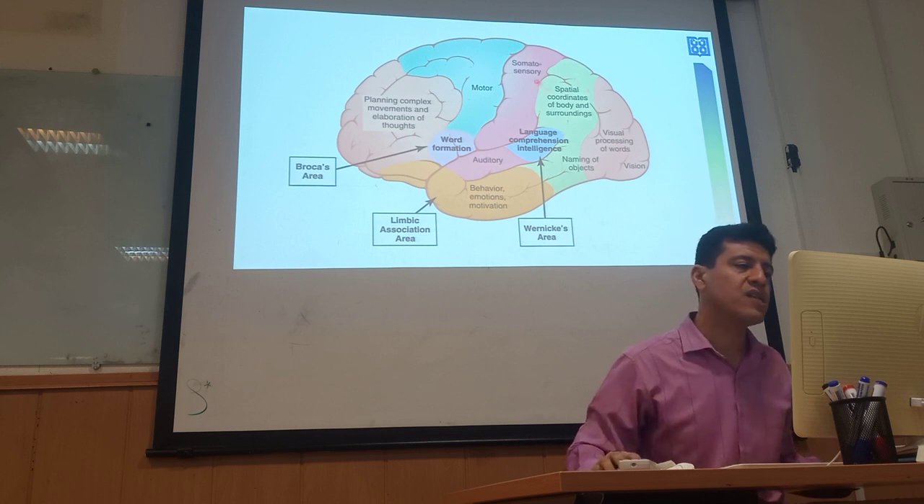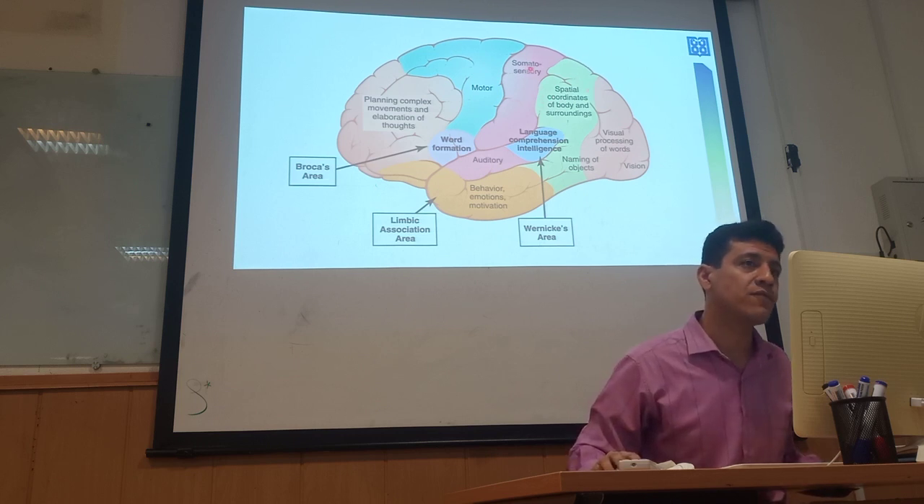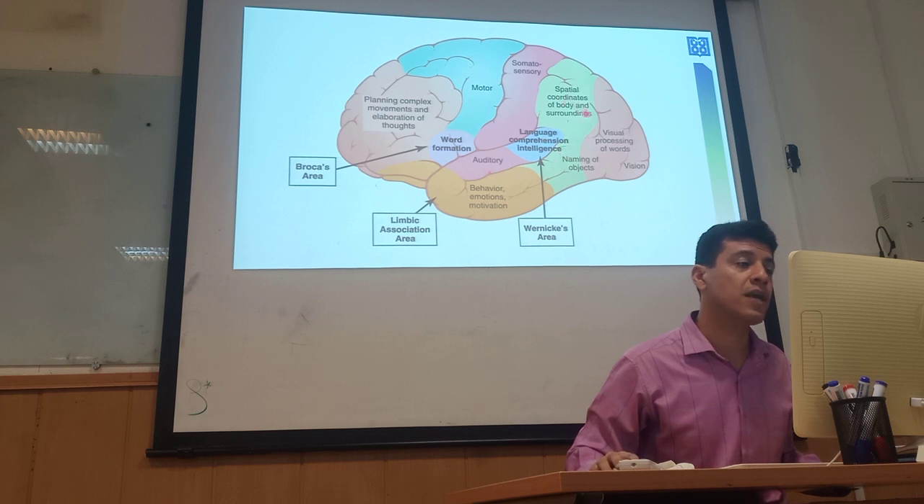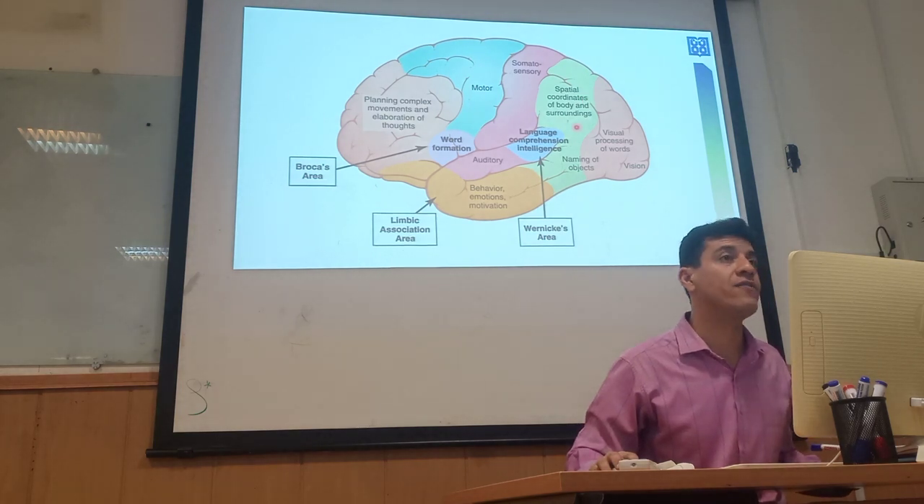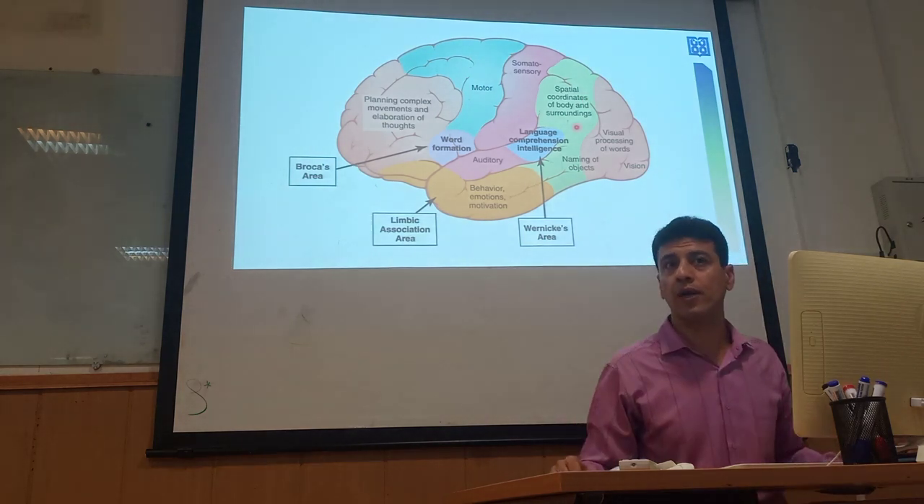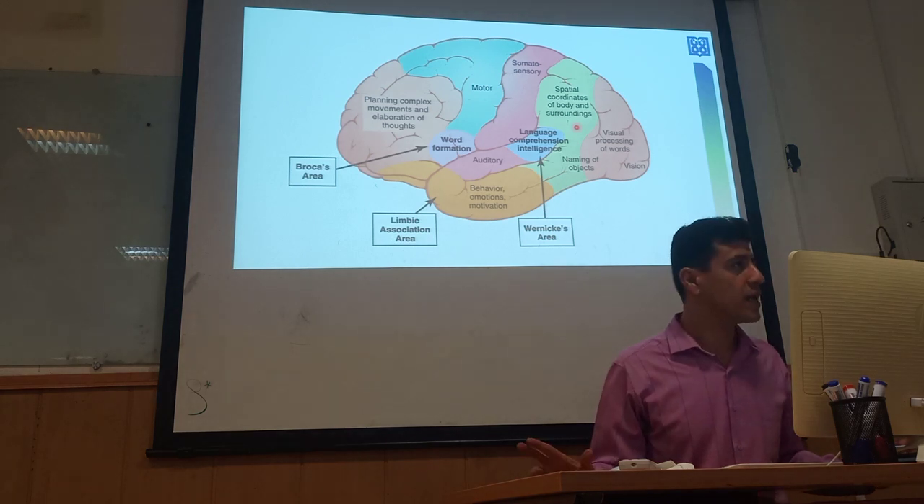Why? It receives proprioceptive information from the somatosensory cortex, visual information from the occipital cortex, and auditory information from the temporal cortex, and combines all of them together. Based on this, it can be aware of the space, the location, and orientations.